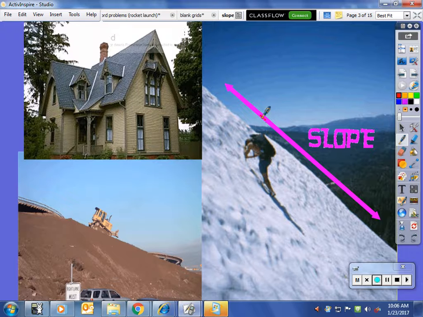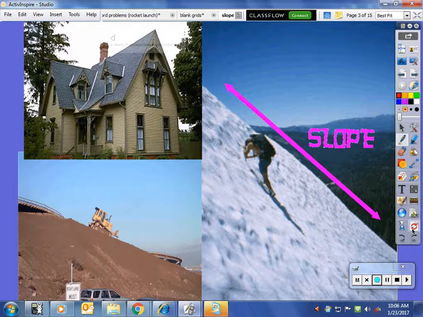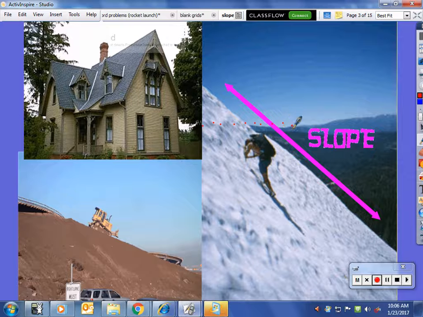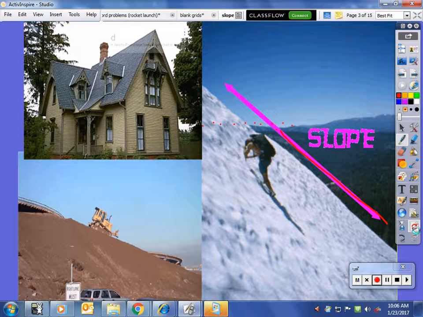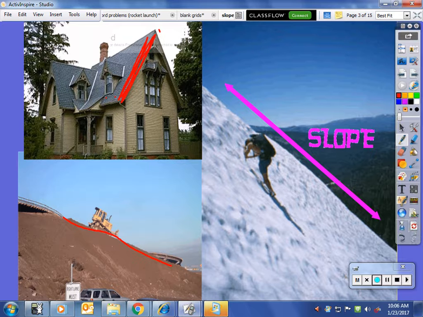Because I have some kids who tell me, but it's going up on this side. But that's like reading it backwards. You want to move your eyeballs across the page, and as soon as you get to the line, you want to keep moving forward. Well, if I want to keep moving forward, I'm going to slide down. This is definitely a negative slope right here. What about this one on this roof? That's a positive slope. This line is going up as I move to the right. What about this dirt? That's a negative slope. Are you with me? So just by looking at a picture, you should identify if it's positive or negative.